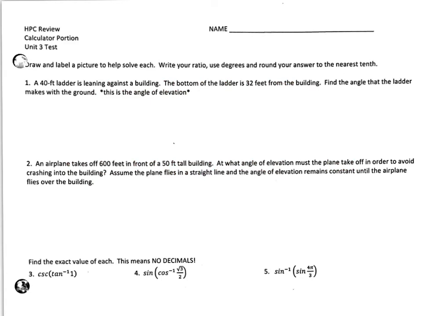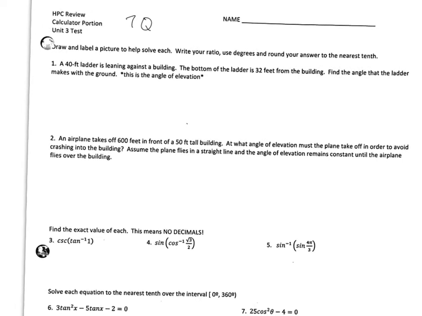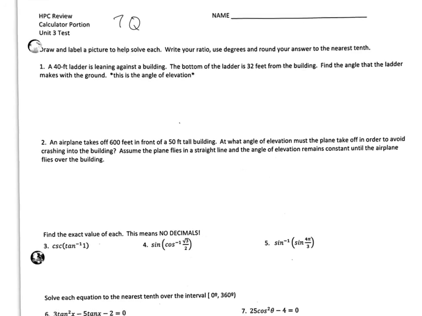Calculator part of the Unit 3 test. There are 7 questions total, all like what you have in front of you here. Of course, there's more than 7 on this review, but all the questions are the same type. So there'll be one problem like the first 2, where all you have to do is set up a picture, use SOHCAHTOA, and solve.